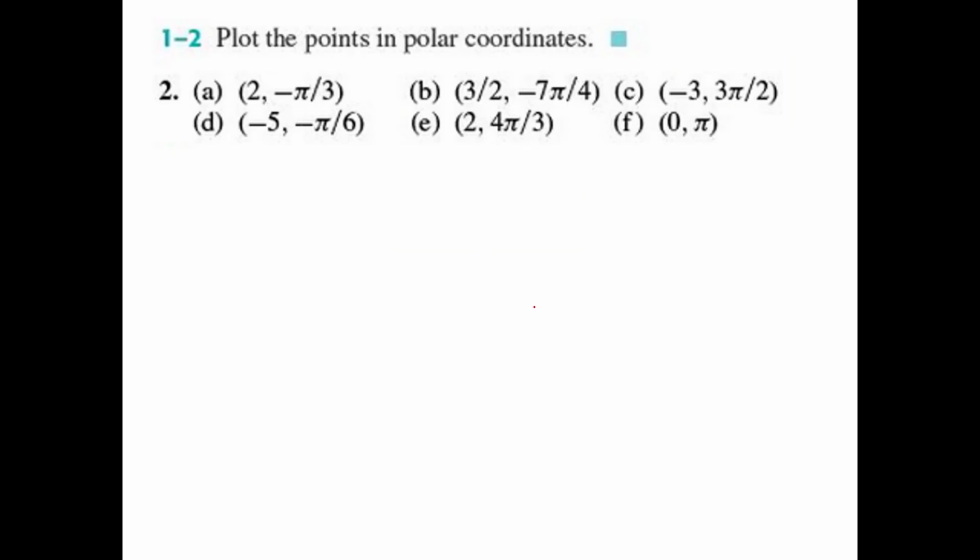So, plot the points in polar coordinates. Remember that when I give you points in polar coordinates, it's always r, theta. The first number tells you the value of r, how far you walk from the pole. And the second number tells you how much you rotate the x-axis, is the way I like to look at it. So for part A, you're going to rotate the x-axis negative pi over 3.